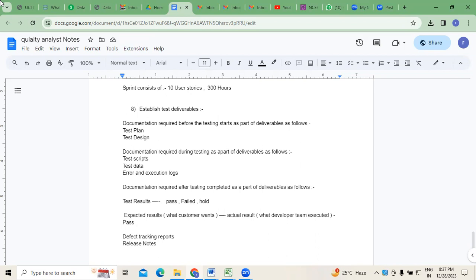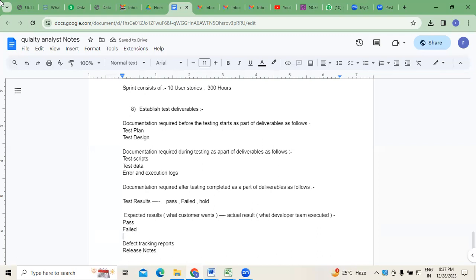If both are not the same, and there is any difference between the expected result and the actual result, whether the difference is a minimal percentage or major, whatever it is, at the end of the day a difference is a difference. This is where it comes as failed.